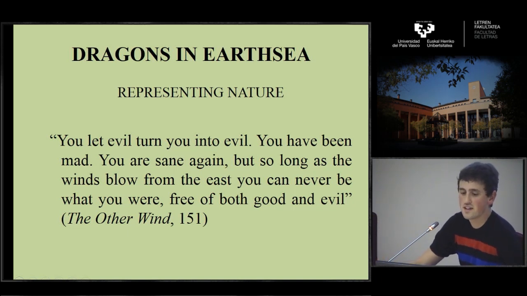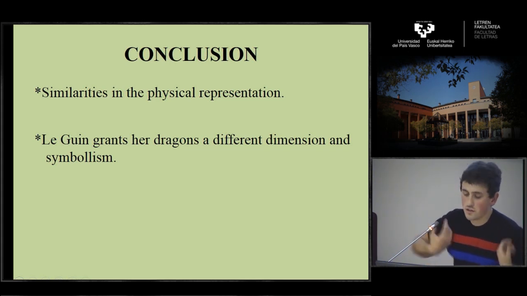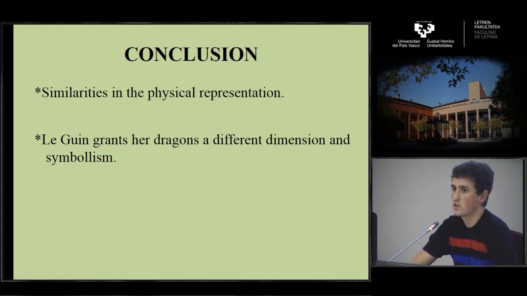Nature just is. Okay. And so, with all this, I think that we have seen, relating to the evolution that dragons may have undergone from the British tradition to the more recent North American literary production, that although they feature these characteristics belonging to the traditional image of the dragon, mainly in their bodily appearance and in the way in which they engage with the human societies surrounding them, Le Guin tries to grant these dragons a whole new dimension, in that she makes them representatives of nature.